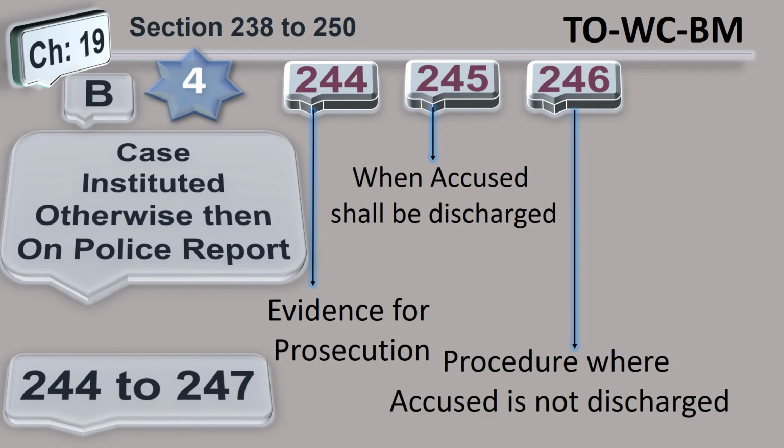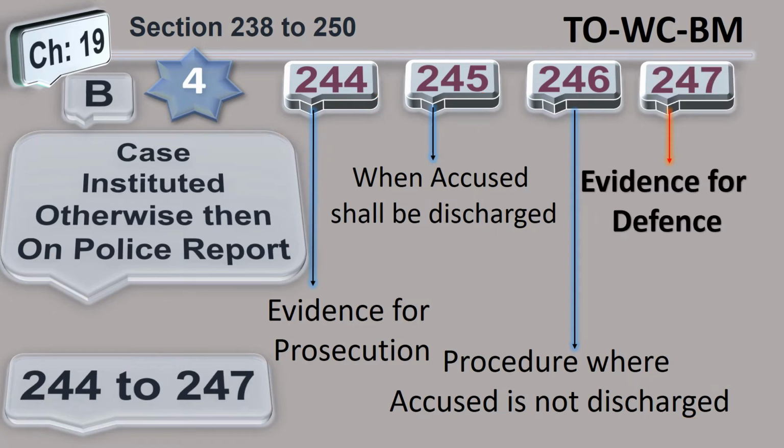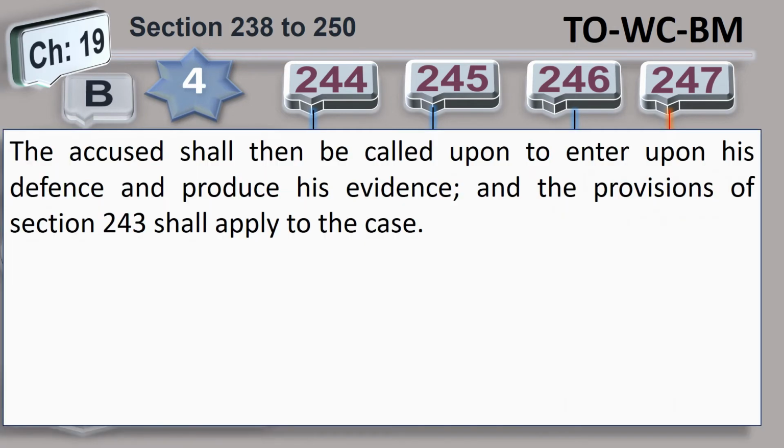So after taking the evidence for prosecution under section 244, 245 says the accused can be discharged, and 246 says when the accused is not discharged. And now we come to section 247, where it says evidence for defense. Since the accused has not been discharged, the section says the accused shall then be called upon to enter upon his defense, obviously, and produce his evidence. And the provision of section 243 shall also apply to the case.